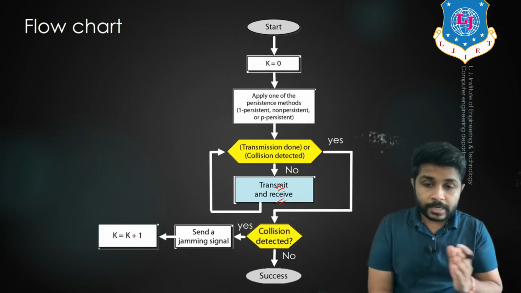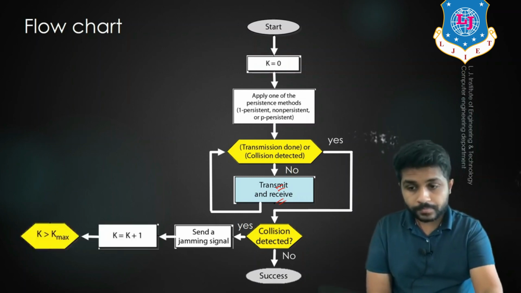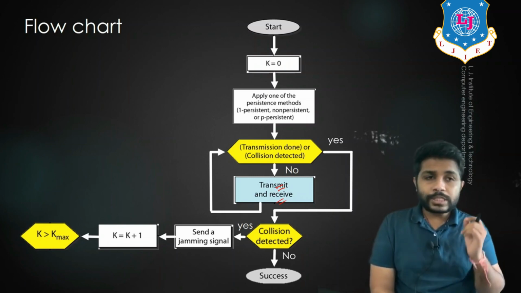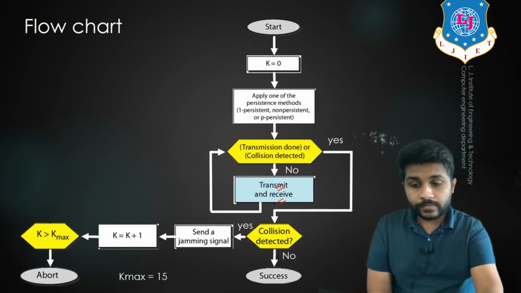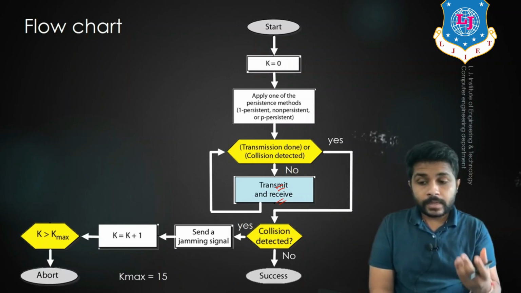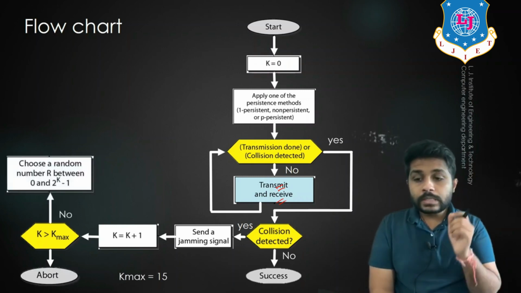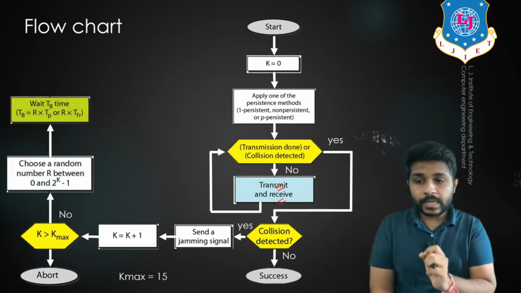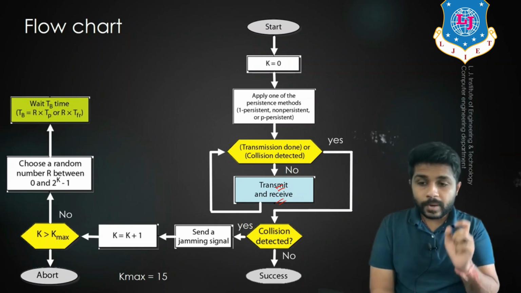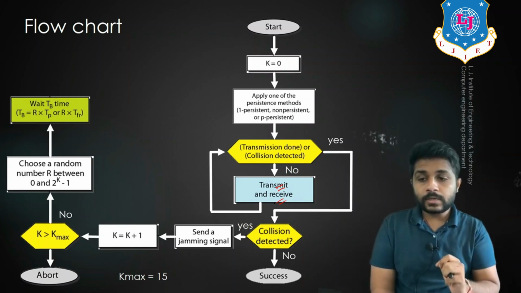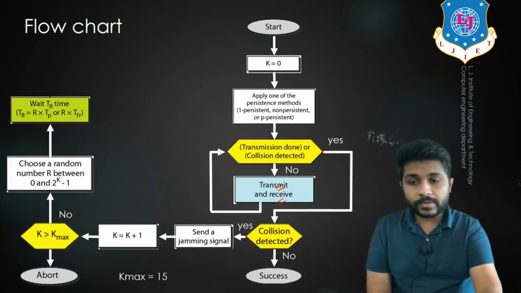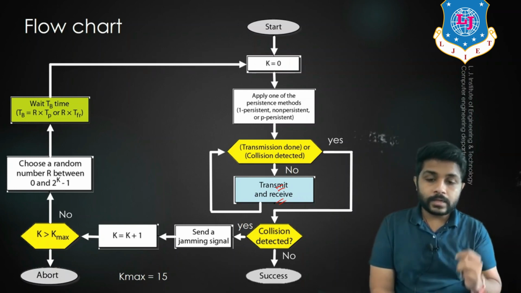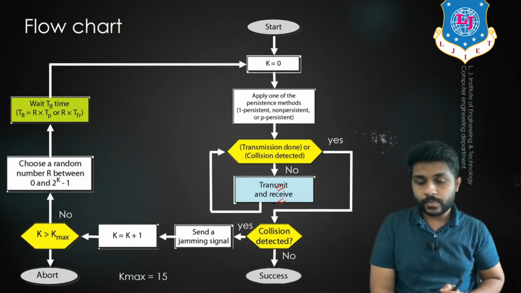So the value of K will be incremented, it will become 1 from 0. Then it checks whether K is greater than Kmax or not. The maximum attempts allowed for each device is 15. So if it is not greater than 15, in that case it will choose a random number r between 0 and 2 raised to K minus 1. After that it will wait for some time, that is equal to r times the propagation delay or r times the transmission time of the frame, and after that it will send the frame again, and this flowchart will keep going until the transmission is successful.